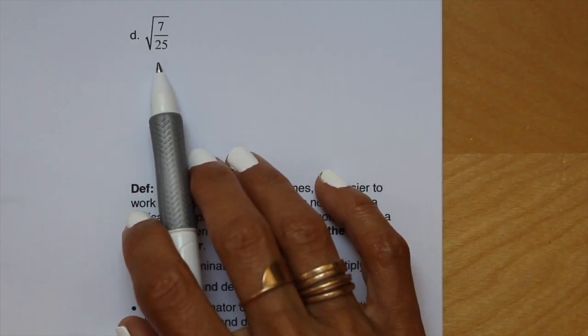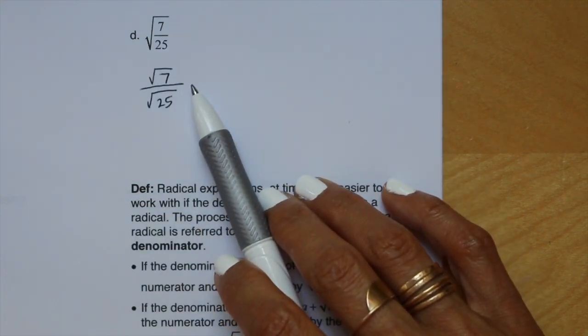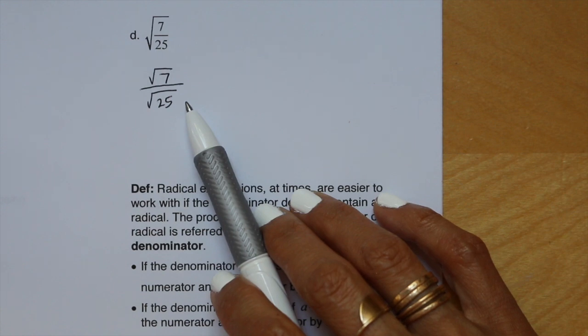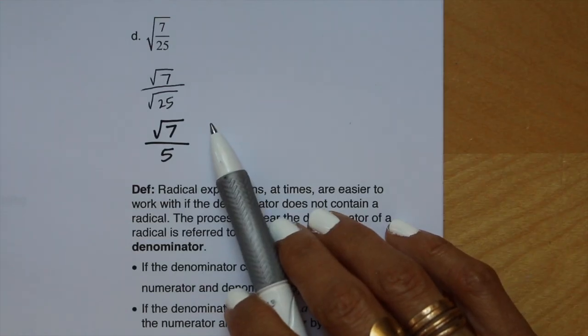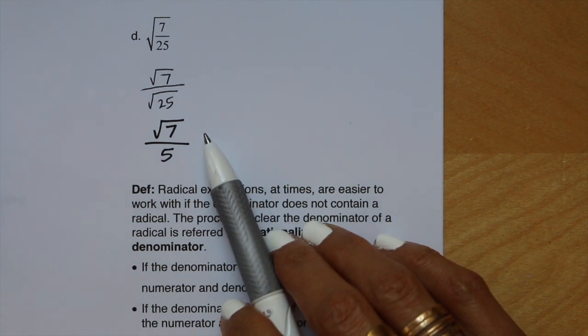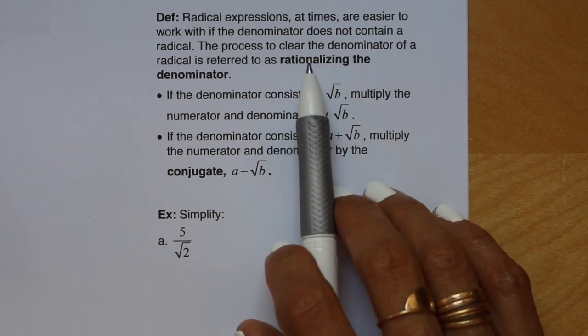So for part D, we're going to rewrite this. According to properties of square roots, we can rewrite this as the square root of 7 over the square root of 25. In the denominator, the square root of 25 is 5. And since 7 is not a perfect square, we're going to leave our answer as the square root of 7 over 5. So the next concept that goes with simplifying radicals is rationalizing the denominator.